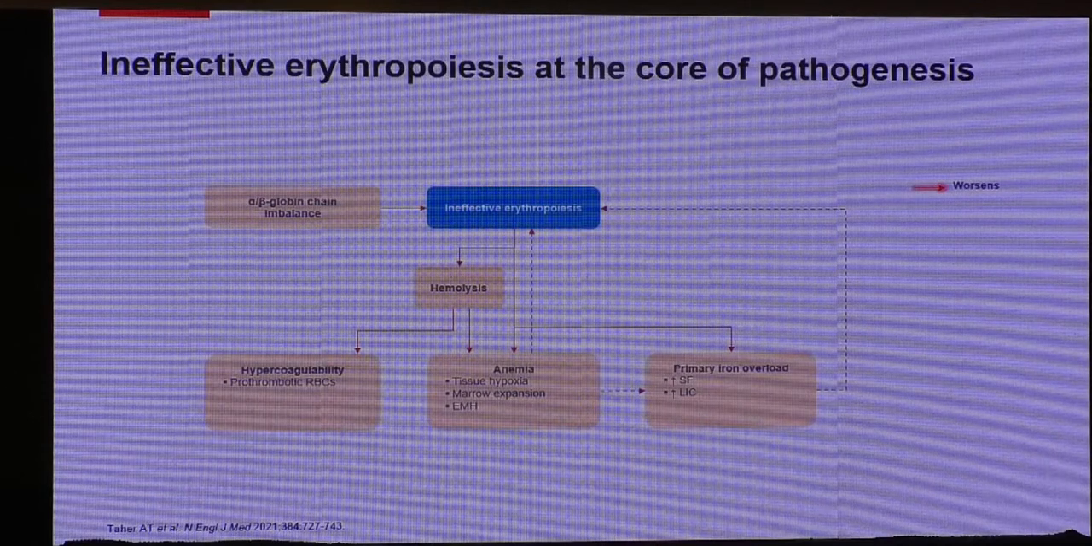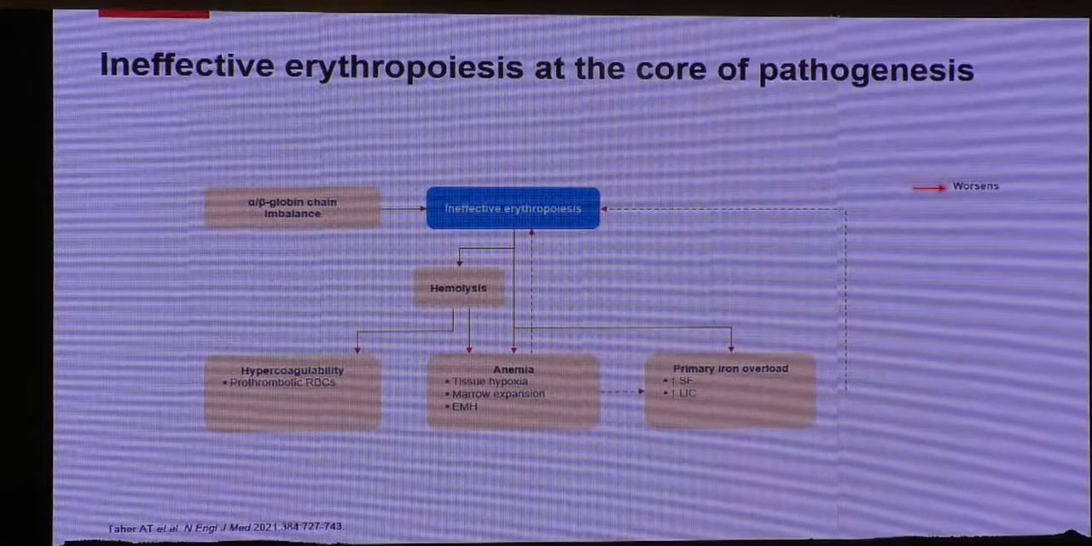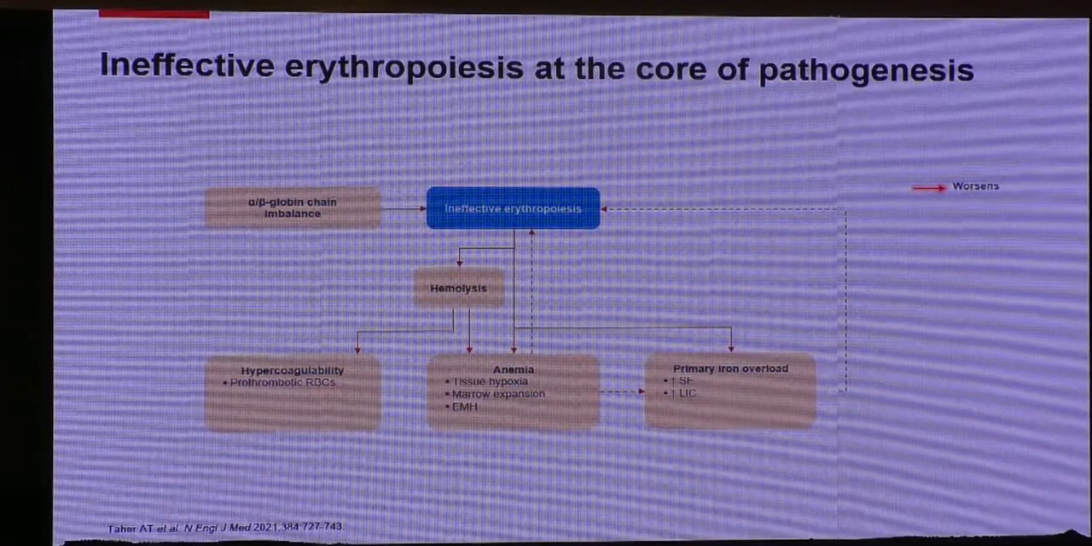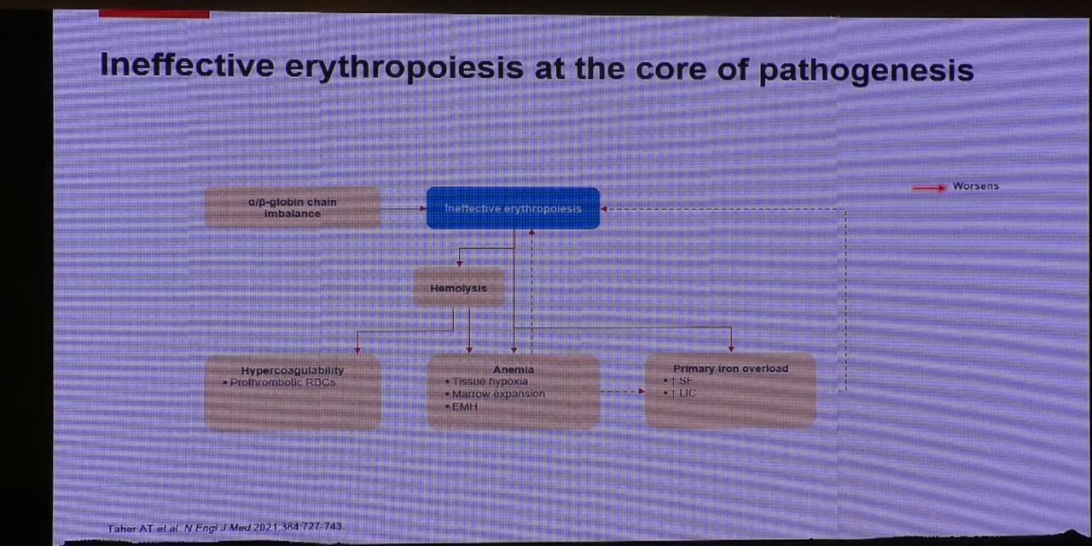And this is the graph that Professor Tahar also shared initially from our recent review in the New England Journal. And you see here ineffective erythropoiesis as the center of everything. And what I'll go over in the next few slides is what clinical data, what observational data we have to link ineffective erythropoiesis to all of these underlying secondary pathophysiologies like hypercoagulability, anemia, and iron overload, and how these in turn are linked to clinical morbidity.